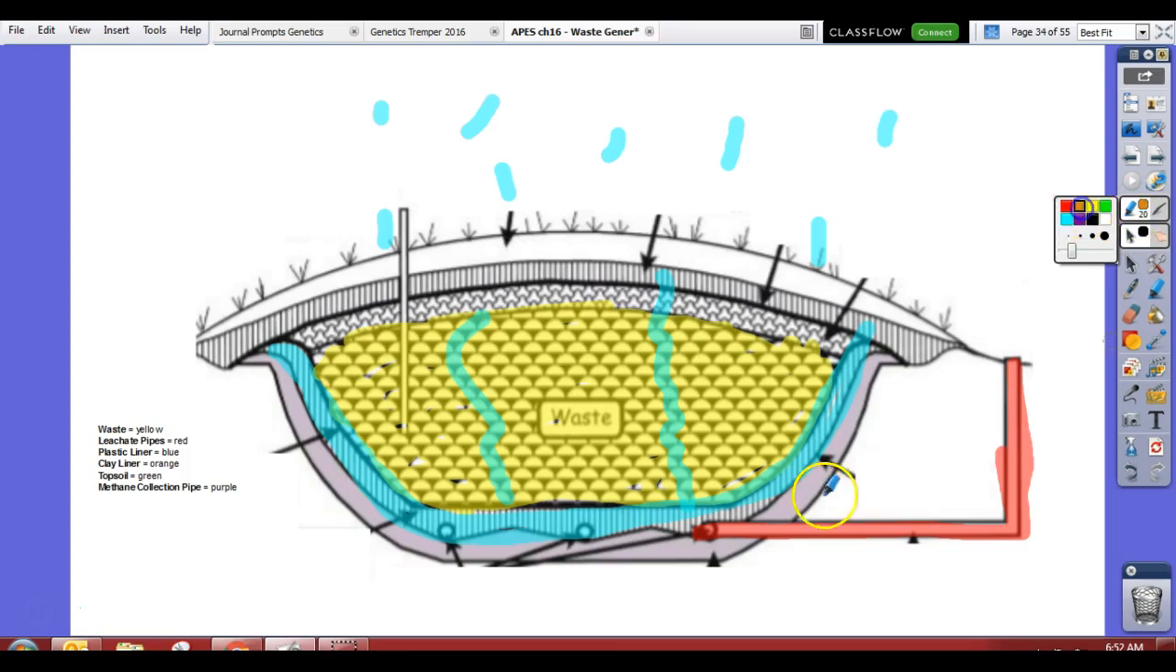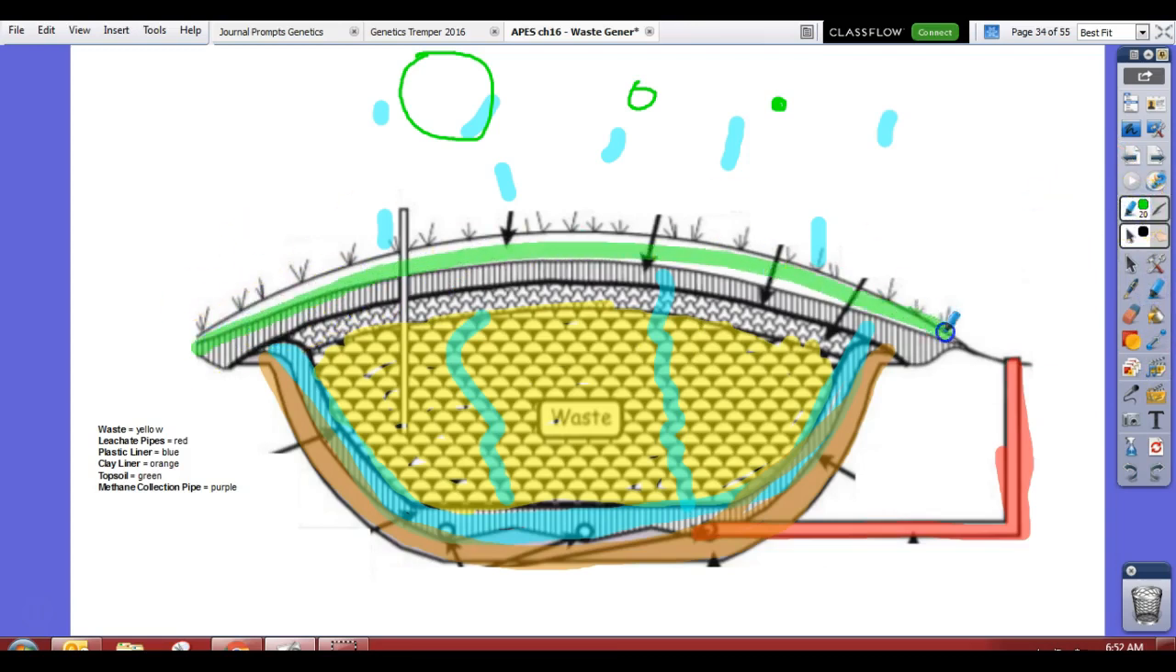We have our clay liner, which is going to be orange. What is this? It's just a bunch of clay. You guys know clay is a good barrier because it is pretty much waterproof, so we're going to color that orange. It doesn't allow water to go through, and that's because, remember when we talked about soil particles, clay particles are super, super small, right? We talked about sand, silt, and clay. Clay is the smallest. We have our topsoil, which is going to be green. Again, you see some different layers here.